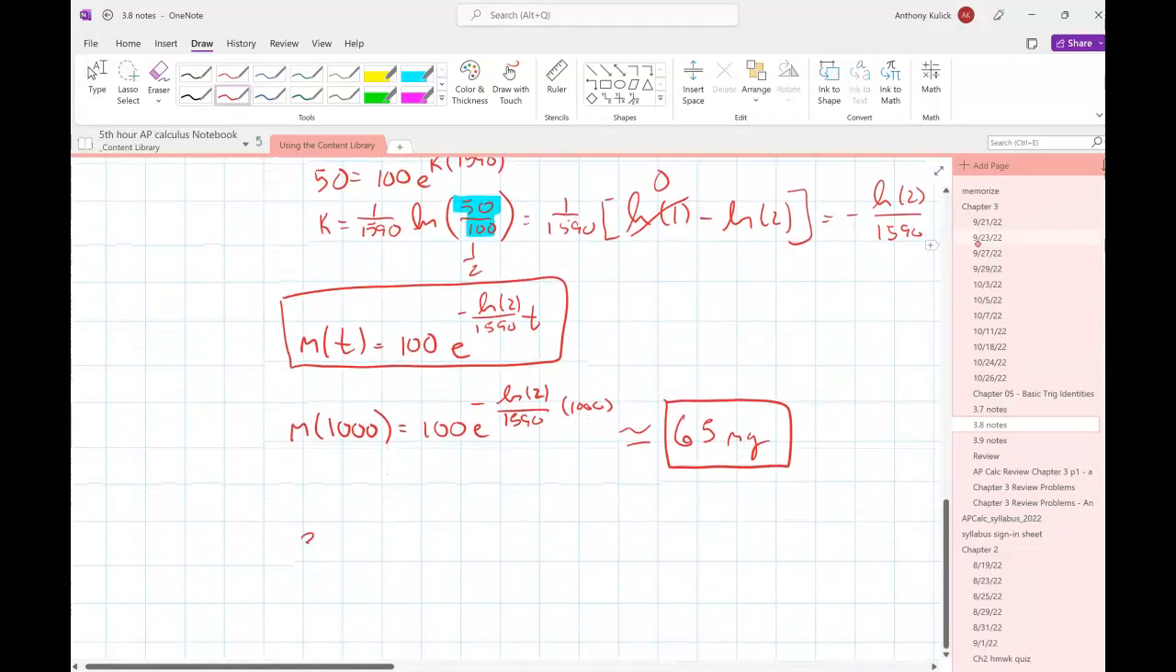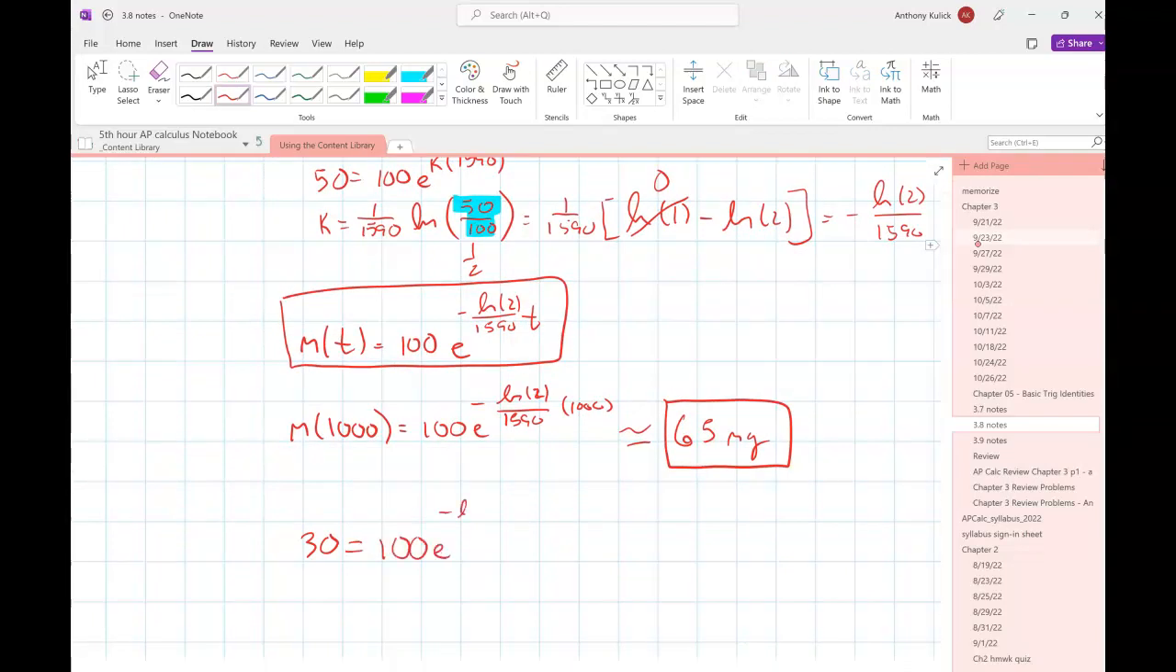And then the last question asks us to find when. So we're asking to solve for t. When would we have 30 milligrams left? So again, just pure algebra, right? Divide by 100, take the natural log of both sides, and then multiply by the reciprocal of the k, so it's negative natural log 2 divided by 1,590. I think I said an extra 2 in there somewhere. Actually, that's just a fat equals.